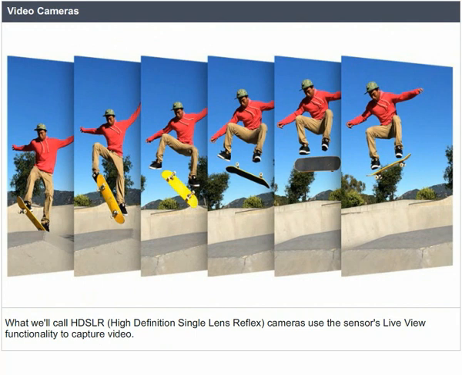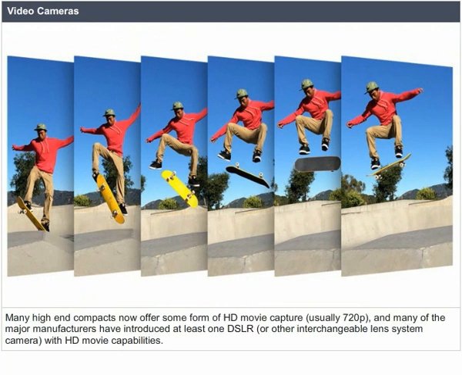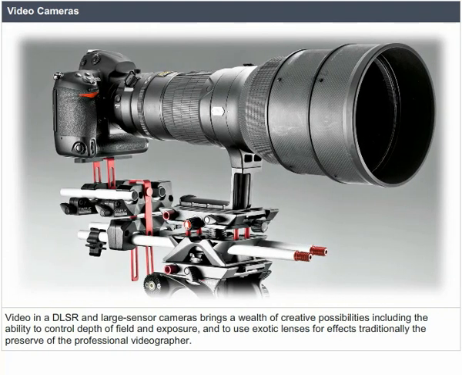What we'll call HDSLR, high-definition single-lens reflex cameras, use the sensor's live view functionality to capture video. Many high-end compacts now offer some form of HD movie capture, usually 720p, and many of the major manufacturers have introduced at least one DSLR or other interchangeable lens system camera with HD movie capabilities. Video in a DSLR and large sensor cameras brings a wealth of creative possibilities, including the ability to control depth of field and exposure and to use exotic lenses for effects traditionally the preserve of the professional videographer.